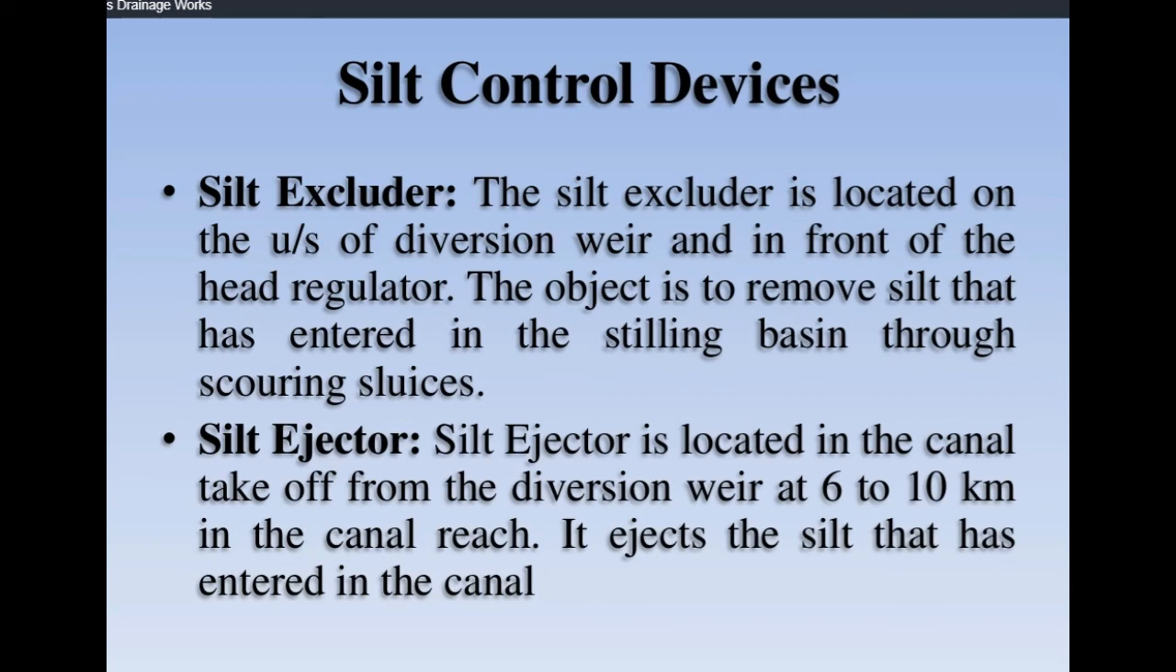Now the silt excluder. The silt excluder is located on the upstream side of the diversion weir in front of the head regulator. The object is to remove the silt that entered the settling basin through the scouring sluice. Silt ejector. The silt ejector is located in the canal takeoff from the diversion weir at 6 to 10 km in the canal reach. It ejects the silt that has entered the canal.